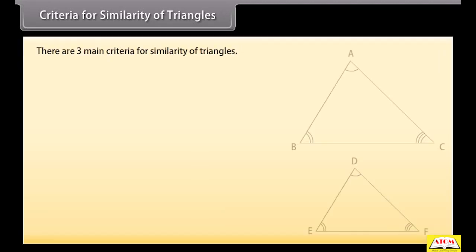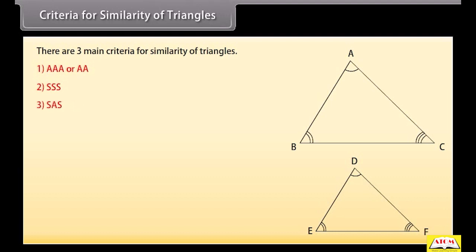Criteria for similarity of triangles. There are 3 main criteria for similarity of triangles: 1. AAA or AA, 2. SSS, 3. SAS.